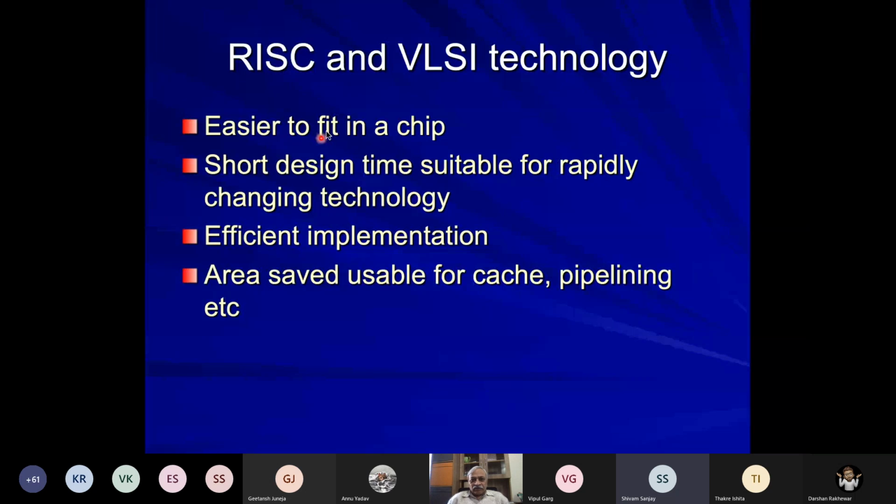So simpler processor design made it possible to fit the whole thing in a chip. And as I just mentioned, short design time is suitable for rapidly changing technology, and it provides efficient implementation. So even if there is enough space on the chip, the area you would save by a simple design could be used for performance enhancing features like cache memory organization and pipelining, etc.